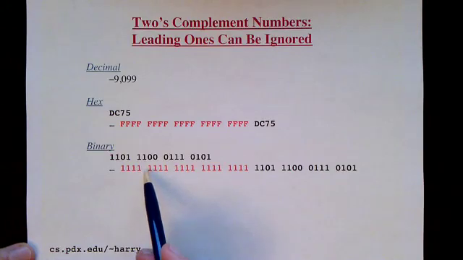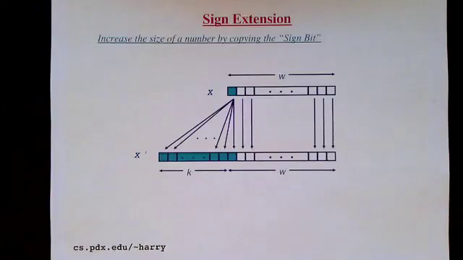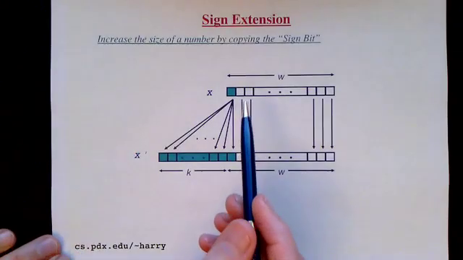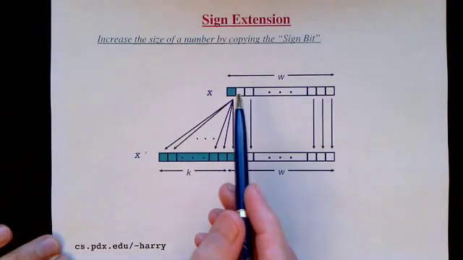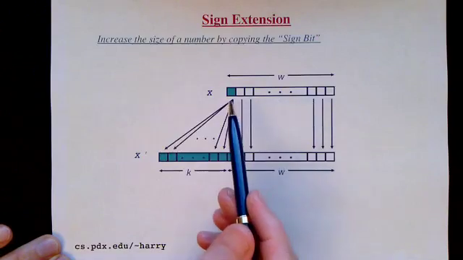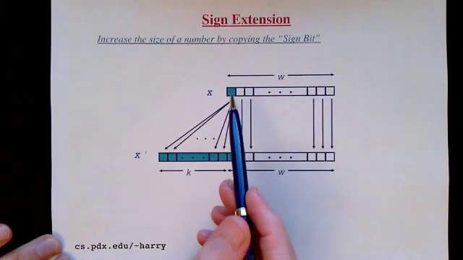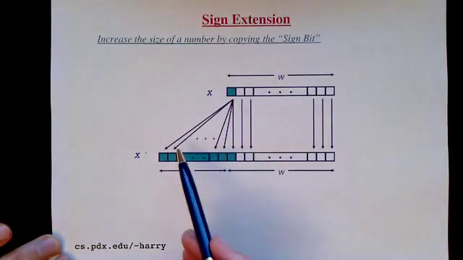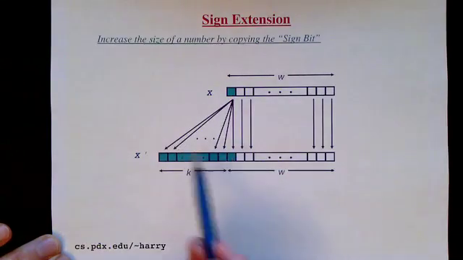It's the same number. Here's a diagram from the Bryant and O'Hallaron textbook showing how we can increase the size of a number, regardless of whether it's positive or negative. All we have to do is take the sign bit and duplicate it. So we call this sign extension.